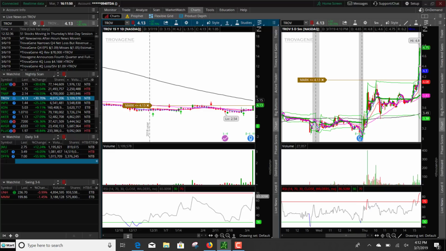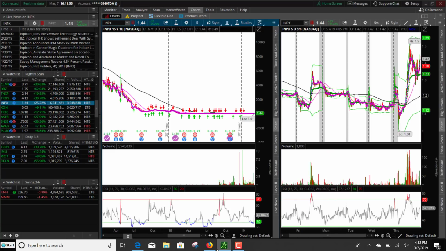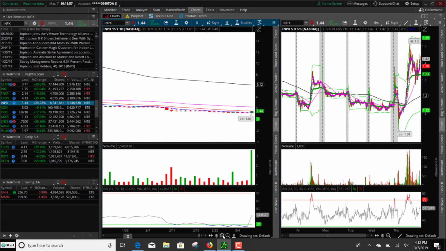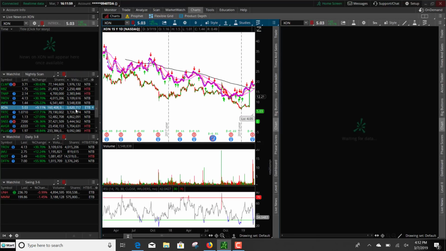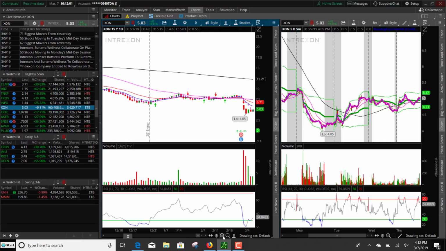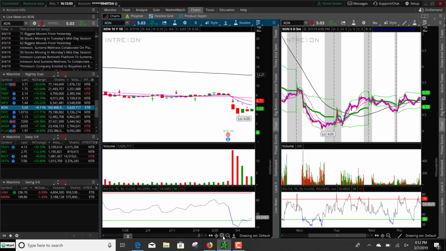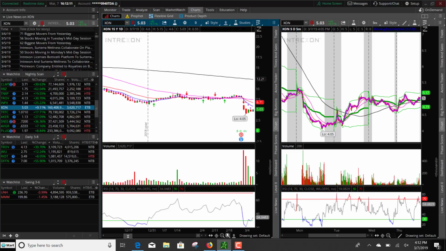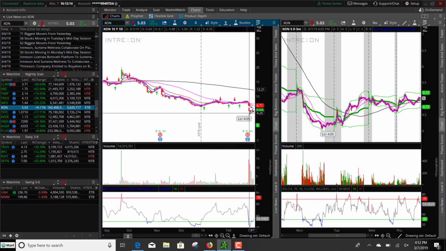So that is TROV. Let's take a look at INPX. I have a feeling this can be a no. Yep, that's a no. XON. Okay, so that's an easy to borrow. So, because it could potentially be bear flagging. I don't like that it's like flagpole, flag, it could bear flag down, but it's a low of 405.